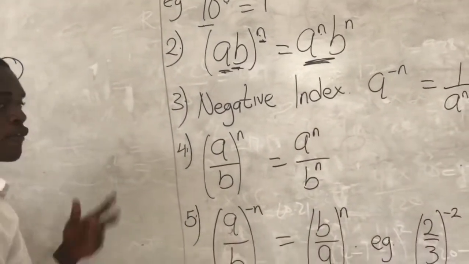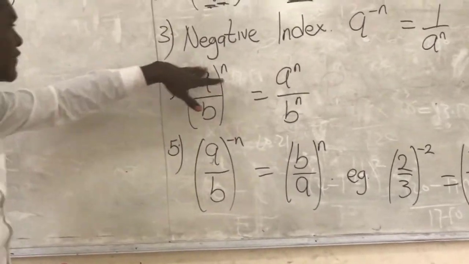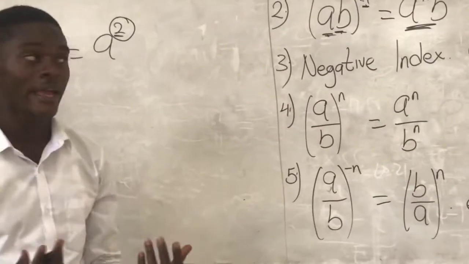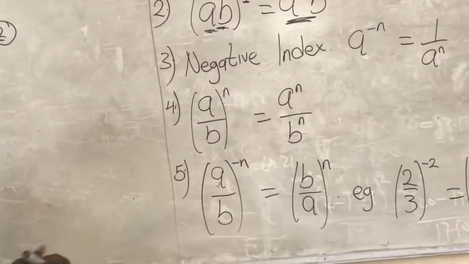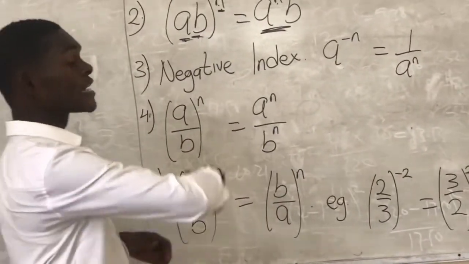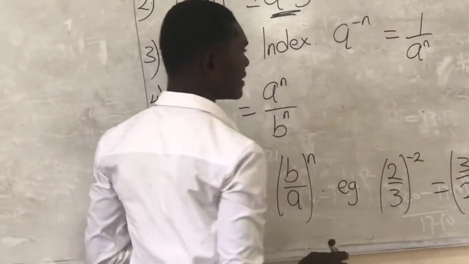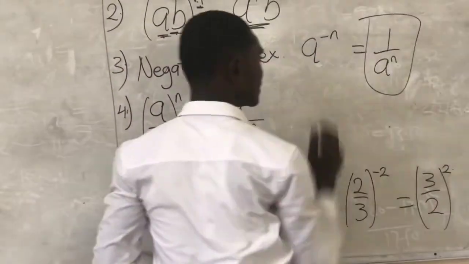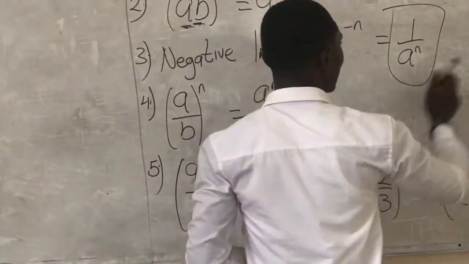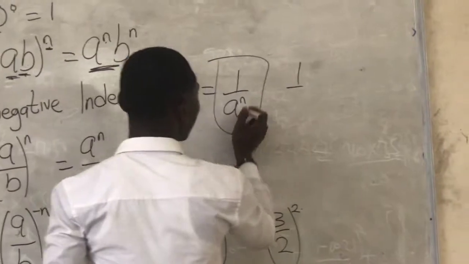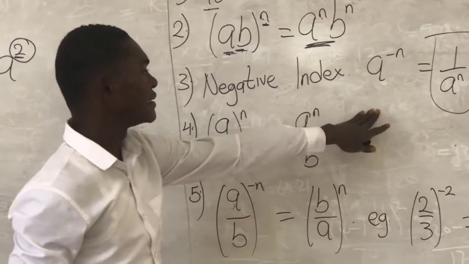Okay, so let's move on to property 3. Property 3 says that for a negative index, when we have been given an indices question with a negative index, this is how we treat it. When you have any negative index, like A index negative n on the board, to remove the negative from the exponent, it will be 1 over A index n. So this is how we treat negative index.